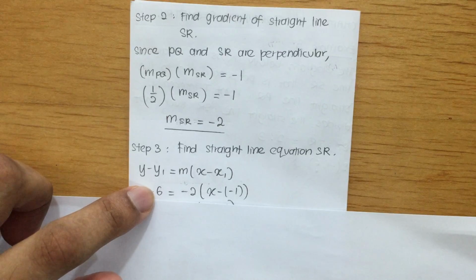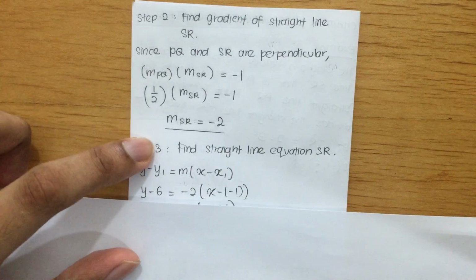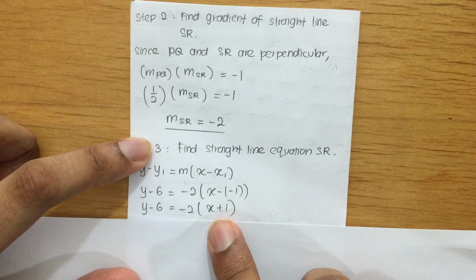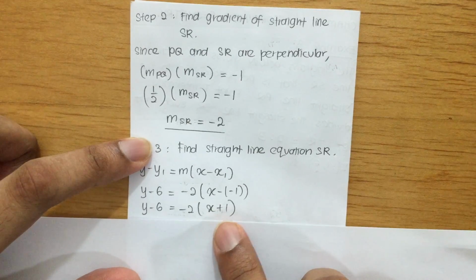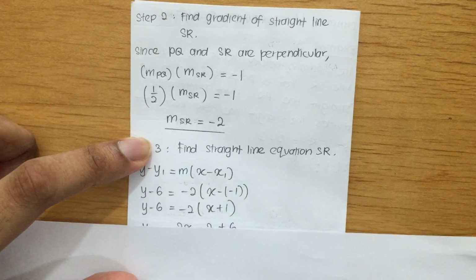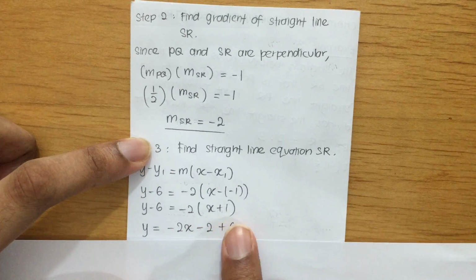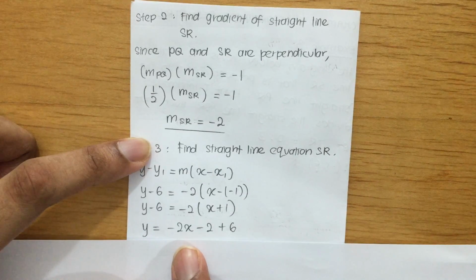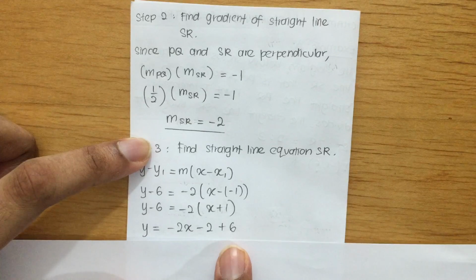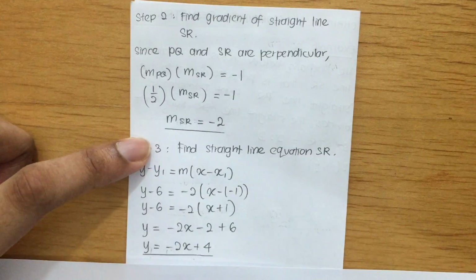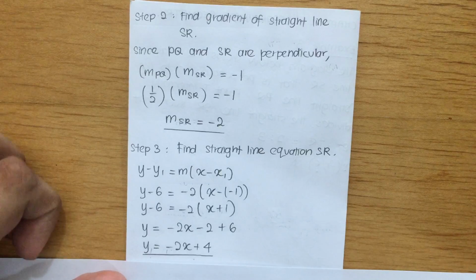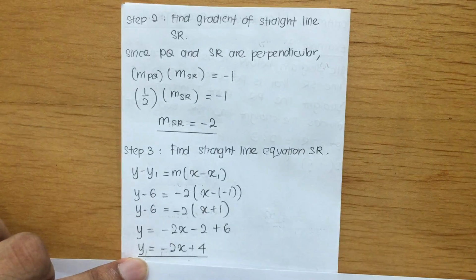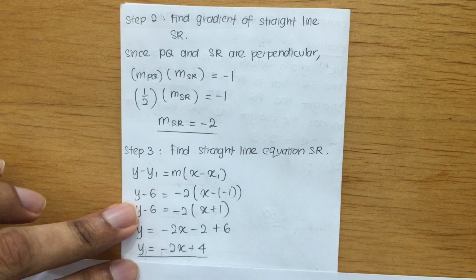Once you expand the -2, you should get -2x minus 2, and then you bring the -6 from the left hand side to the right hand side. So you get -2x minus 2 plus 6. From here you get your answer: y equals -2x plus 4. Alright guys, so this is your straight line equation SR. Okay, so far so good.